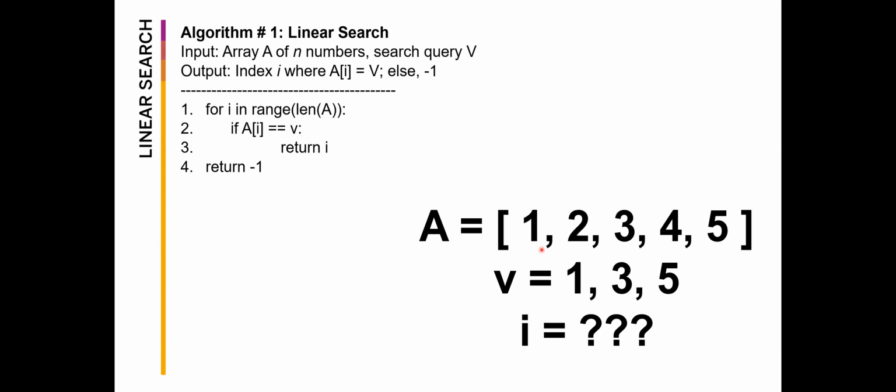So if we are looking at V equals 3, what index should it output? What is I? Anyone? What is the index of 3 on array A? We have 4, we have 2.